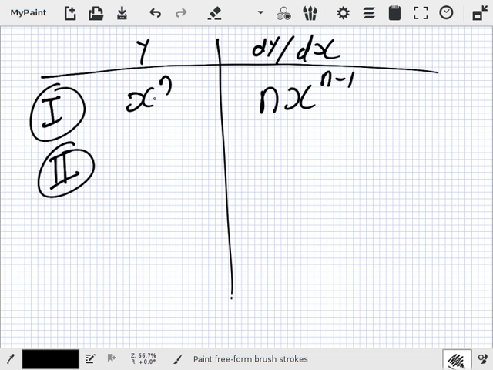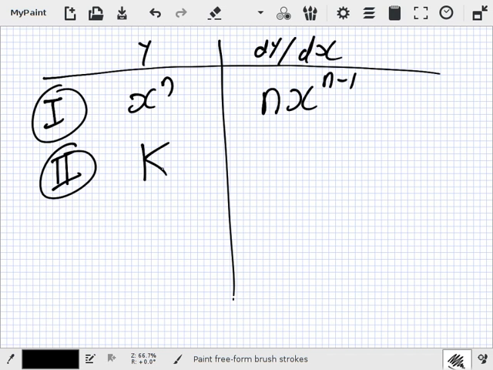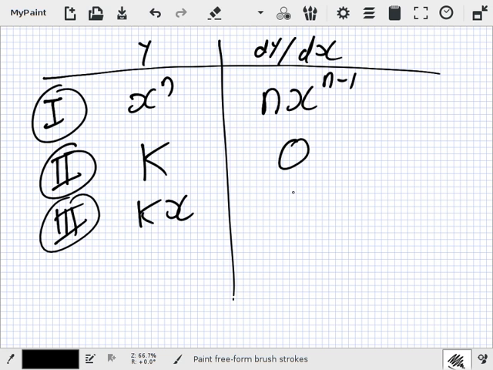Our second one is similar to the first one, and you've actually seen an example in the last lesson. If you just have a constant by itself, what's its derivative? 0. Like in the example of the number 5 in the last lesson. And if you have something like a constant times x, its derivative is the constant.